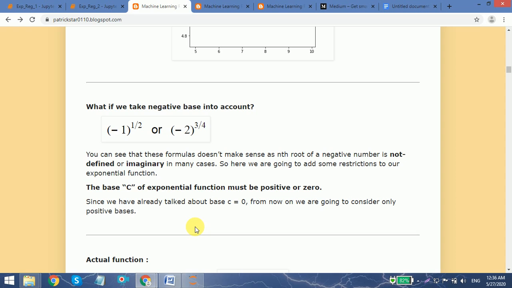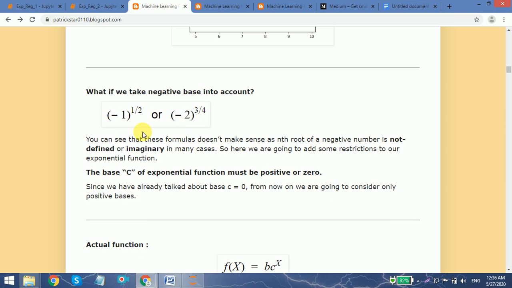Okay, so many of you wondered what if we take negative base into account. Here we are not going to take negative base into account, because for many powers, a negative base gives us imaginary values, like those that include i and j. So we are just going to take only positive or zero values as the base value. As you can see, the square root of -1 is equal to i, so that's an imaginary number, so we are going to ignore it.